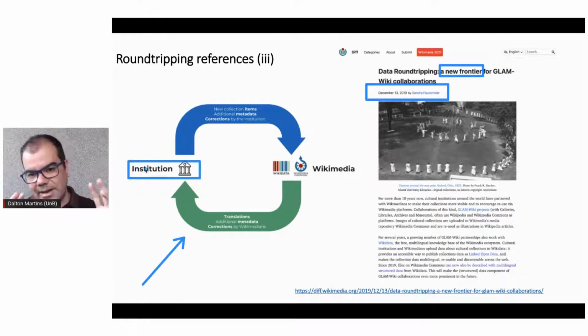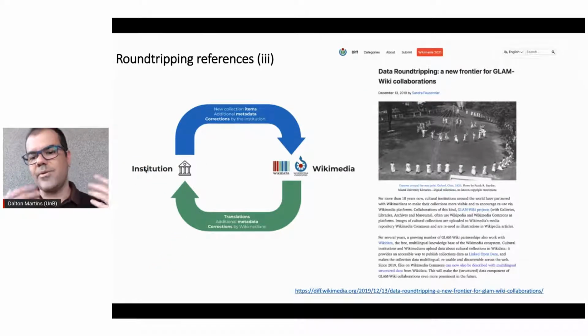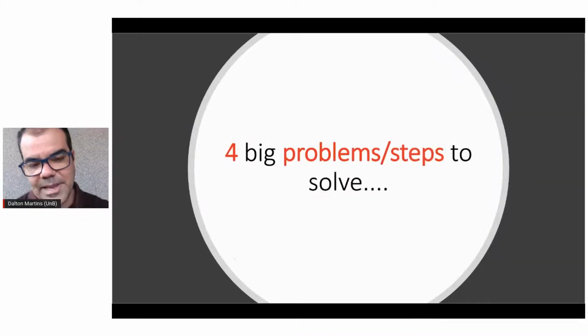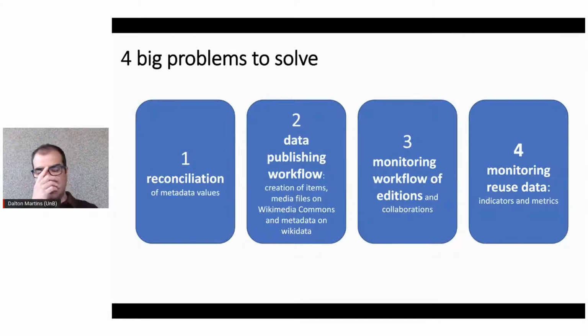So this is the idea, those are the references that we are using in our research, that we are reading, discussing, and understanding. And to develop that, I'm not sure if we have just 4 big problems or whether there are more problems that we are not figuring out right now. But in our research, we think that we have 4 big problems to solve to implement the solution. The first problem is the reconciliation of metadata values.